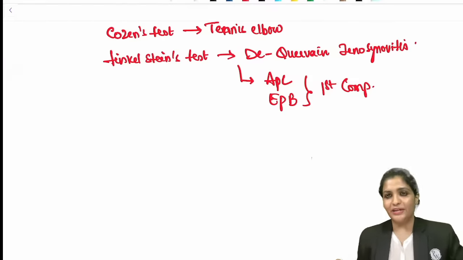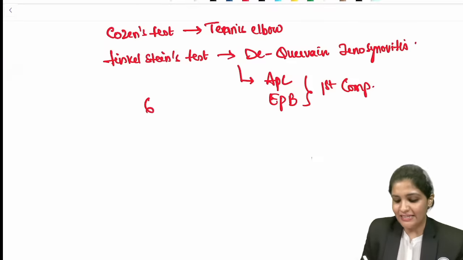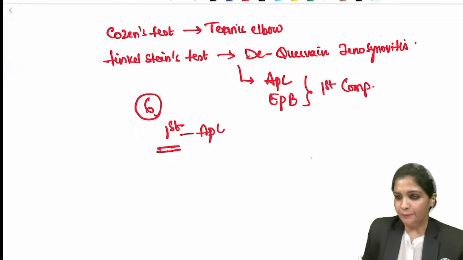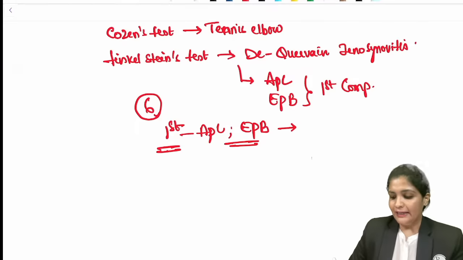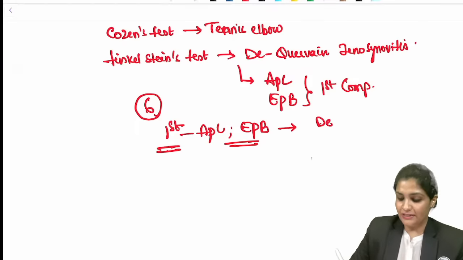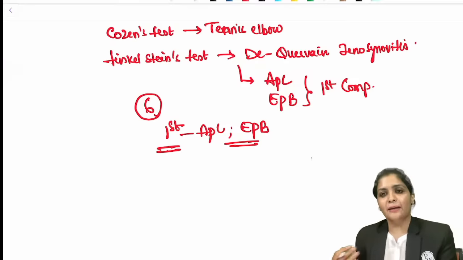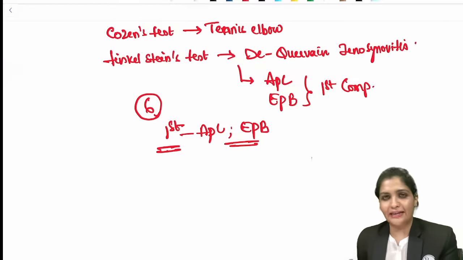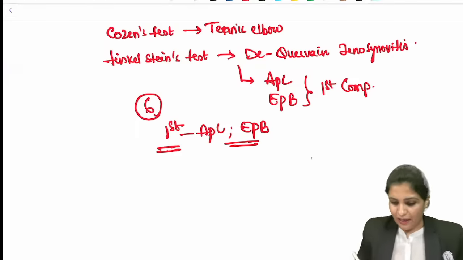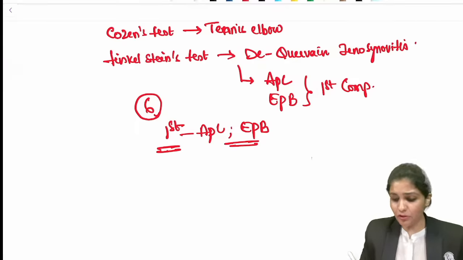So how many extensor compartments do we have? We have six extensor compartments. So the first compartment is APL and EPB, which gets compressed here, and this will result in your de Quervain's tenosynovitis, right? And what is the second compartment syndrome? Can anybody tell me what is the second compartment syndrome? So keep answering that.